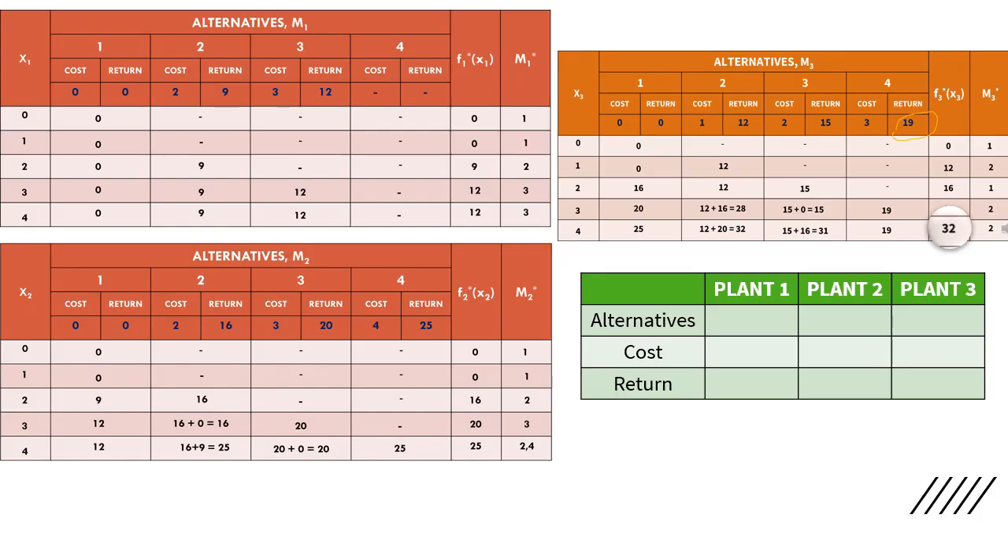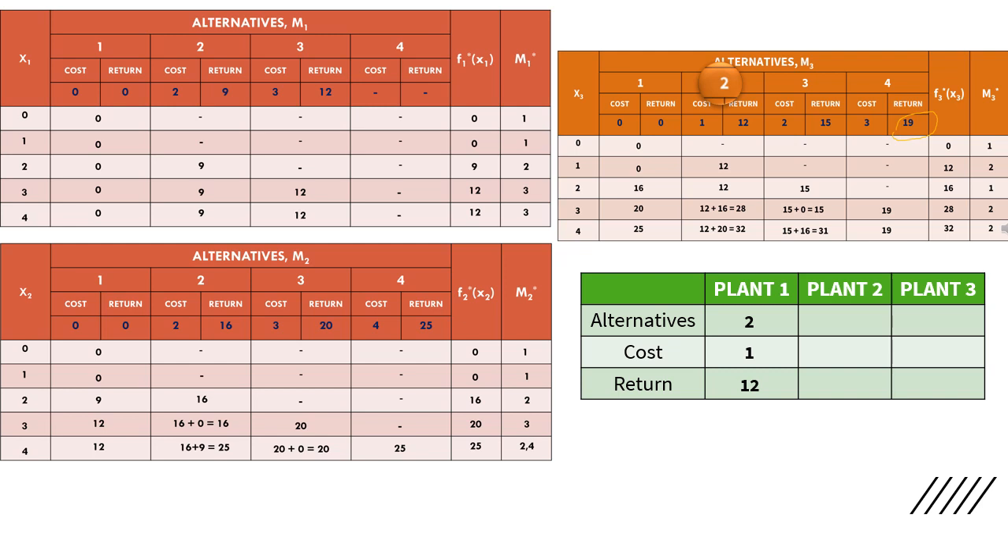Now let us consider the entire table. Here M3 is the last table, which is indicating plant 1. M2 is indicating plant 2, and M1 indicates plant 3. So ordering it accordingly from last stage to first stage, we will have columns like plant 1, plant 2, and plant 3. The maximum return here is 32. This 32 comes under alternative 2. So in plant 1, the best alternative is 2, and the cost spending is 1 crore and the return is 12 crores.